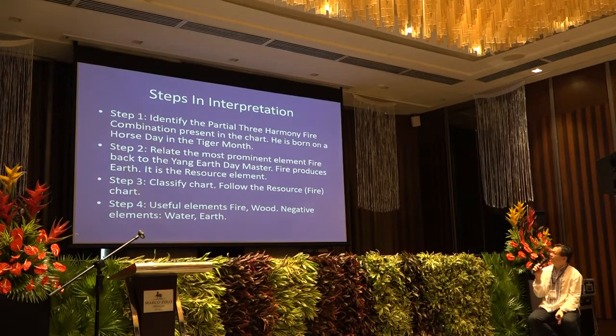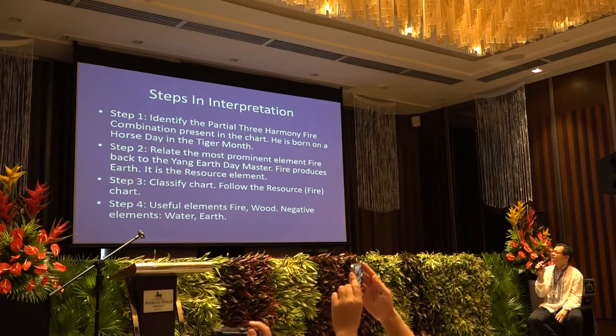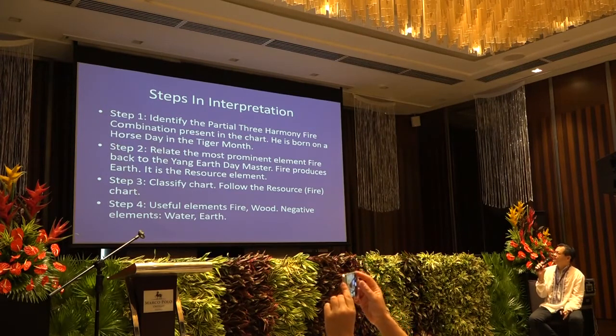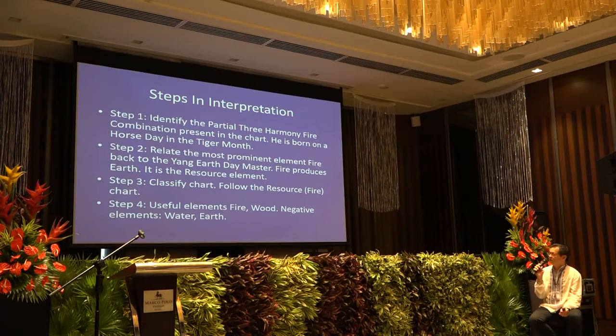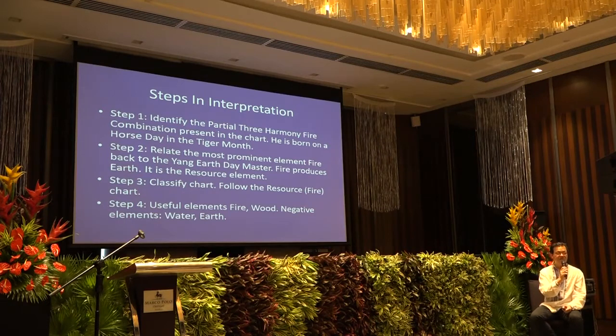Right, so you identify the partial 3-harmony fire combination present in the chart. He's born on a horse day in the tiger month. Step 2, you relate the most prominent element, fire, back to the yang earth day master. Fire produces earth, so this is the resource element. Step 3, you classify the chart. So this is a follow the resource fire chart. Step 4, you identify the useful elements. Number 1, fire. Number 2, wood. And negative elements, water and earth, clearly written out. So let's look at his life history and see how it plays out.